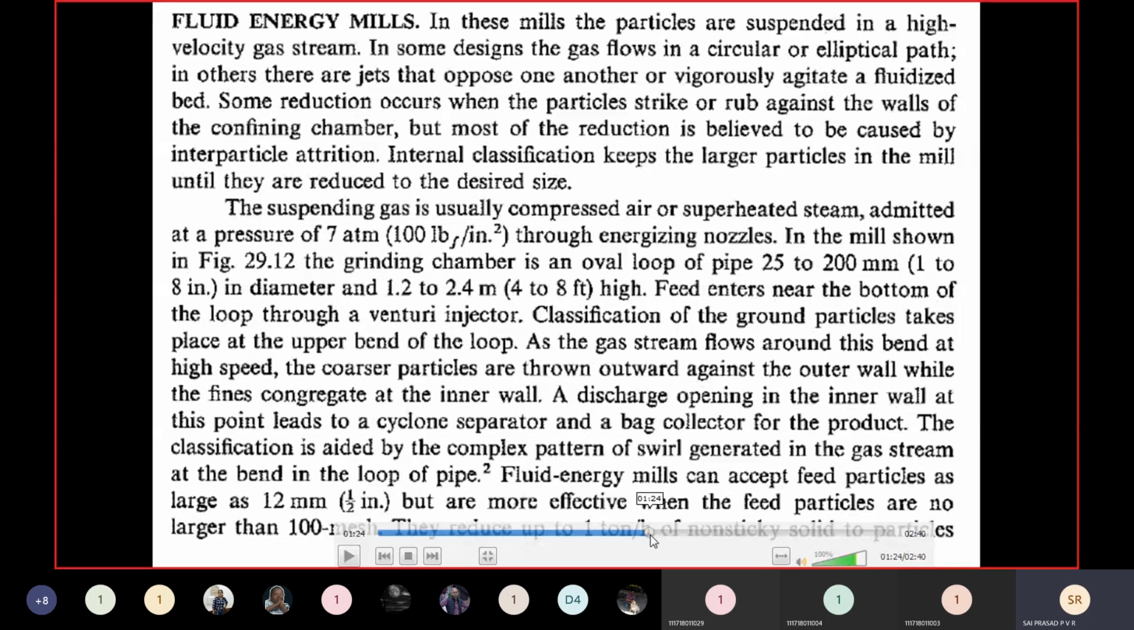So when they agitate a fluidized bed, then of course, as the bed is agitated, it will be moving, and the particles will be striking each other, and the size reduction takes place when a particle is in between two grinding media. But that is not shown in the flow sheet or the diagram. Some reduction occurs when the particle strikes or rubs against the walls of the confining chamber. Okay, but most of the reduction is believed to be caused by interparticle attrition.